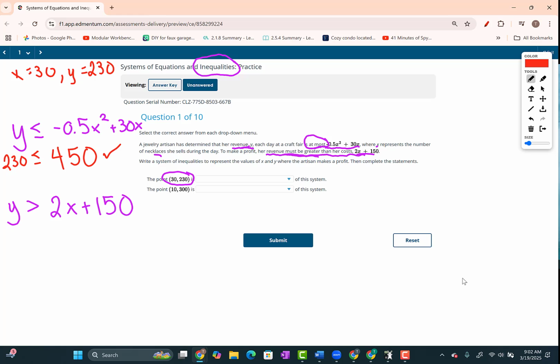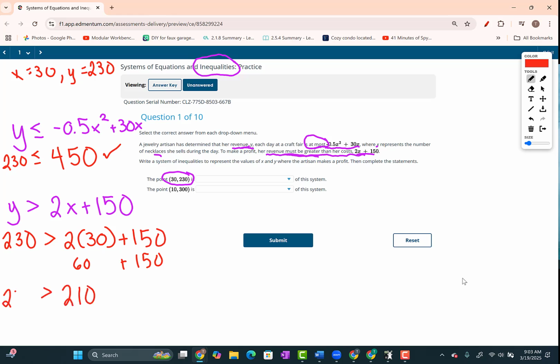Okay, the next one, again, we're going to take 230 and replace y with 230. This one I don't need the calculator. I'm going to replace x with 30 and then do the math. 2 times 30 is 60, plus 150 is 210. Is this true? Is 230 greater than 210? Yes. So that means the first point is a viable solution.